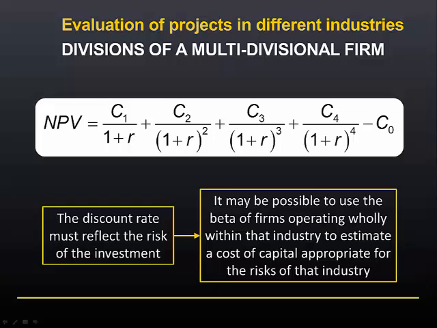One way to do that might be to calculate the beta of firms that are operating wholly within the industry, and use that to estimate a cost of capital based on the capital asset pricing model, which would be appropriate for the risks of that industry.